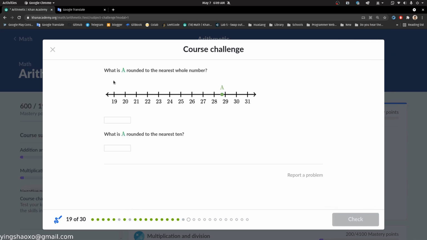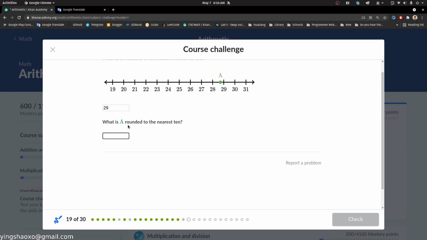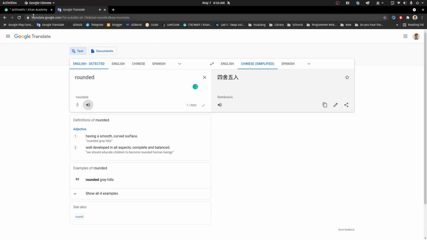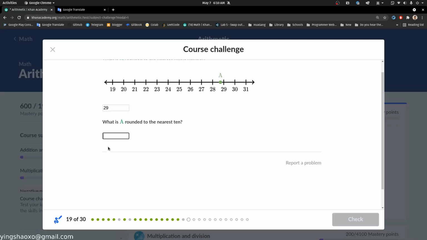Alright, what is A rounded to the nearest whole number? That's 29. What is A rounded? Oh, I don't know how to read that. For God's sake. Rounded. Okay. It's 30.